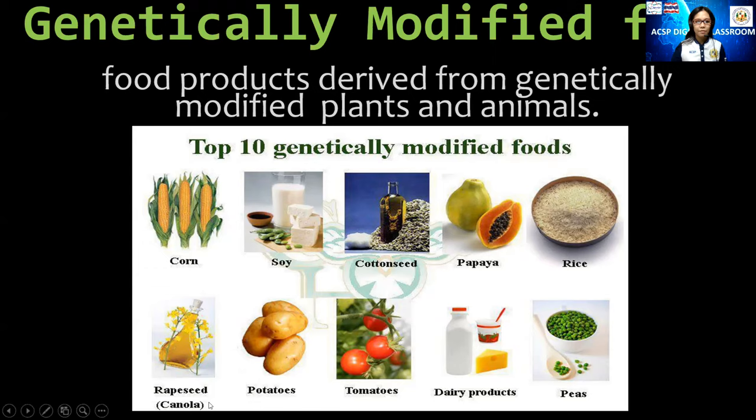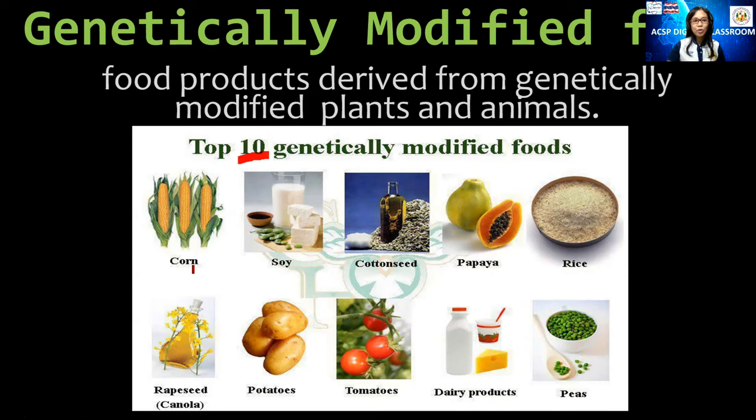Okay, let us proceed to genetically modified food. These are food products derived from genetically modified plants and animals. These are the top 10 genetically modified foods. We have here corn, soy, cottonseed, papaya, rice, rapeseed, potatoes, tomatoes, all right? And we have dairy products and peas. These are all genetically modified foods today.